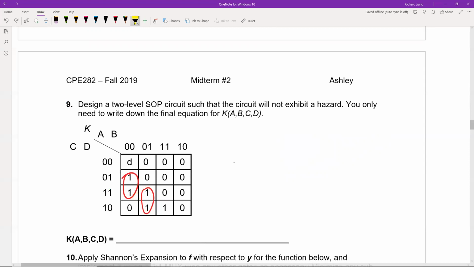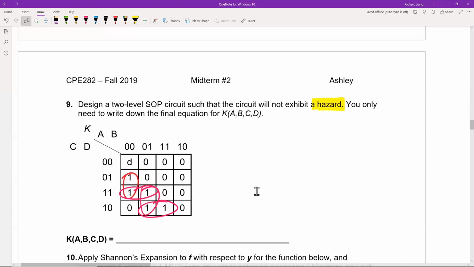We want it to be contiguous. We want contiguous circles that cover everything with no gaps, and that's how you get rid of hazards. That's how you make a hazard-free circuit. So you circle in a way so that there's some overlap, and you see how now there are no gaps in between all the ones. Right.